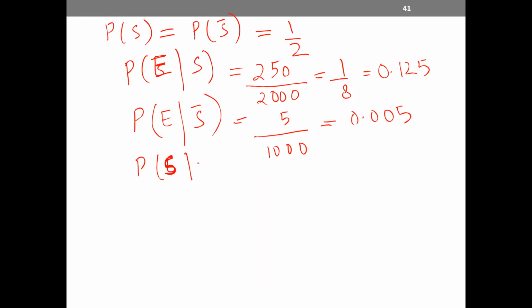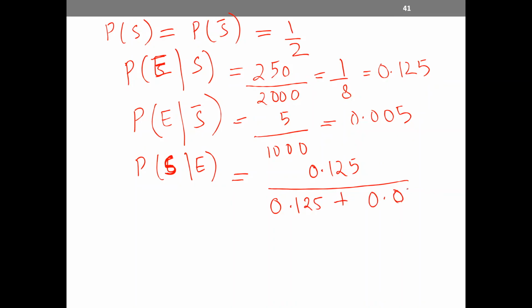So now the probability of S given E will be 0.125 over 0.125 plus 0.005. Why? Because the other total probability term is 1 over 2 for both S and S bar, so they all get cancelled. We have to compute the entire thing because we really need the actual value to decide whether we need to reject it or not. And now this is definitely greater than 0.9, so we reject it as spam.